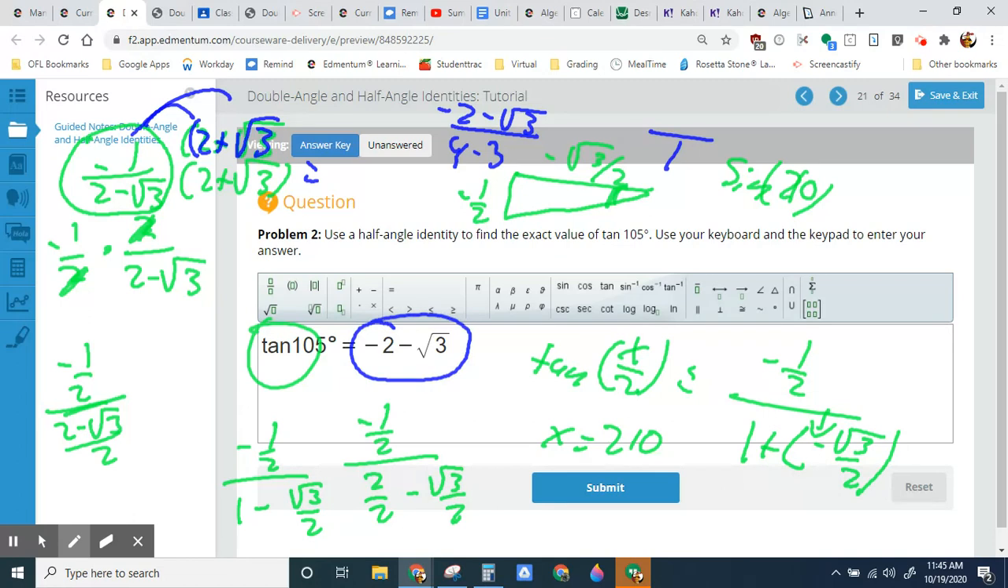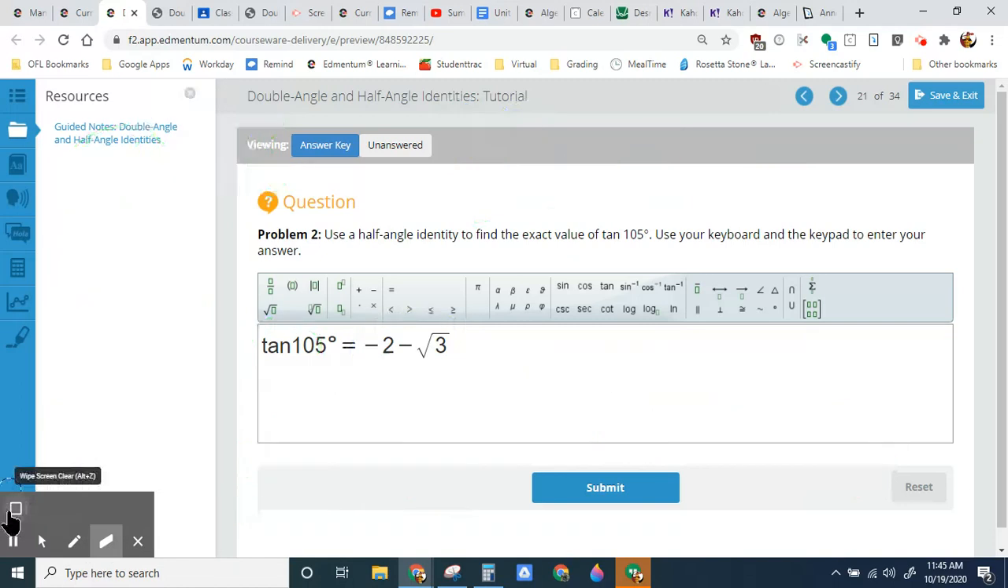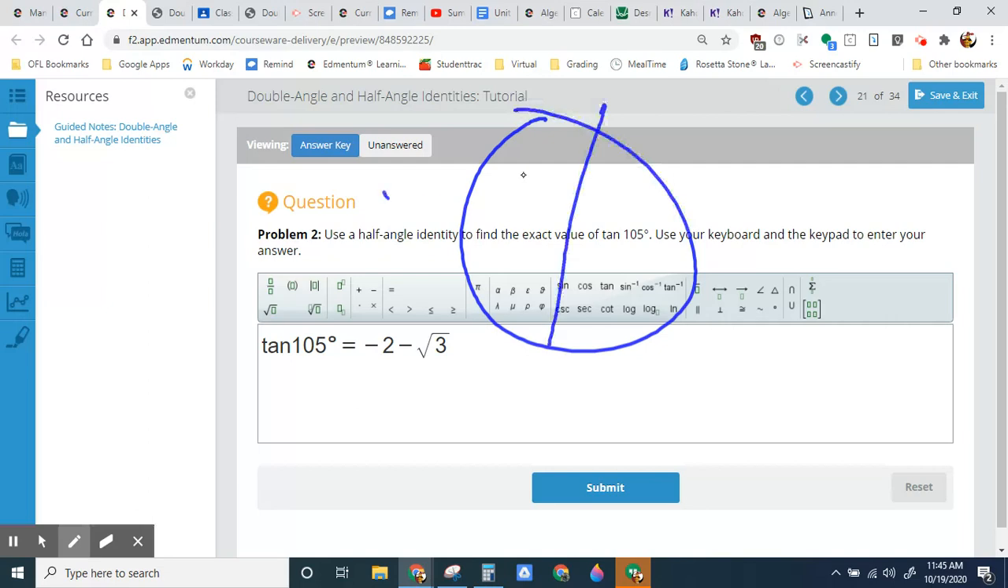Okay, so that was my bad, guys. I forgot to account for the negative cosine. So on the left side of the unit circle, your cosines are negative. Left side, the cosines are negative.